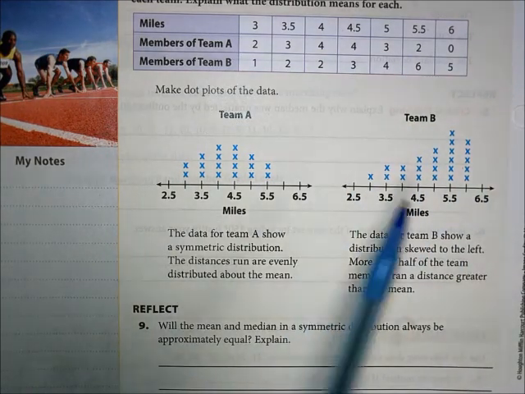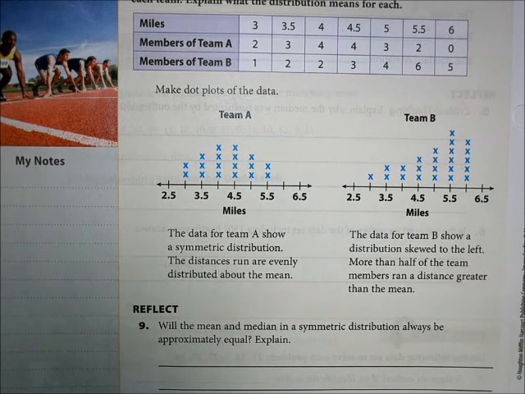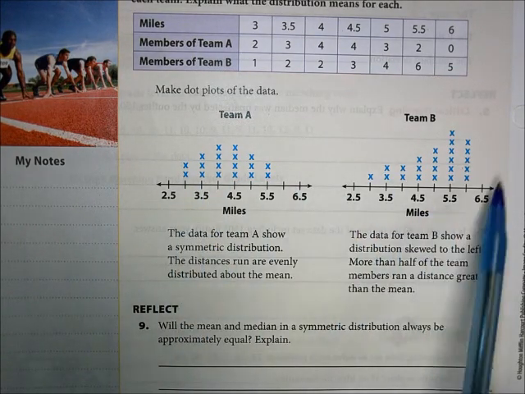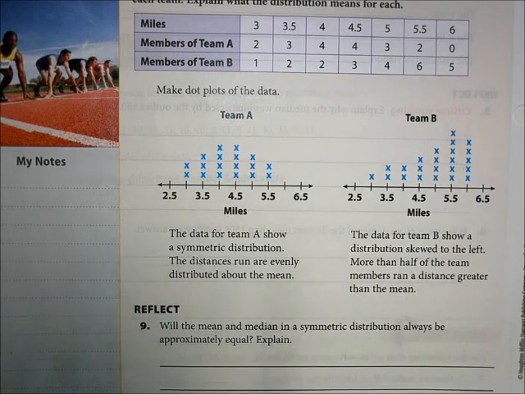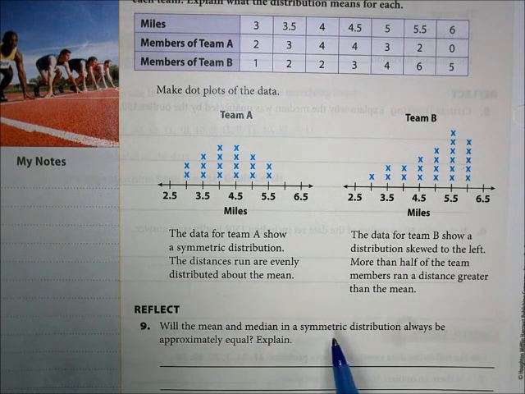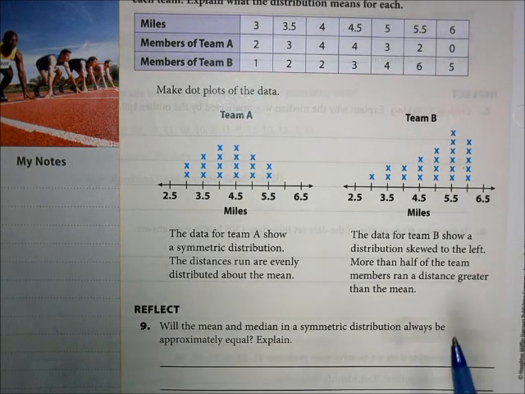And if you look, I would say that Team A appears to be fairly symmetrical. So it would be called a symmetric distribution. That means that the distances run are pretty evenly distributed around the mean. Now this one has a lot more data values to the right, which means that this would be considered skewed to the left. More than half of the team members ran a greater distance than what the actual mean was. Okay?